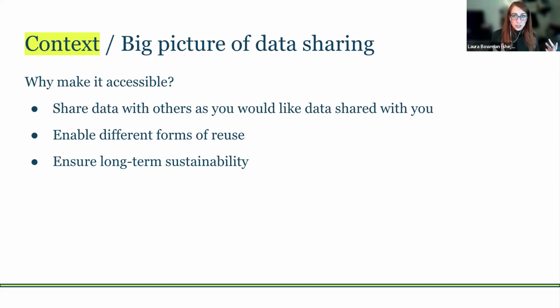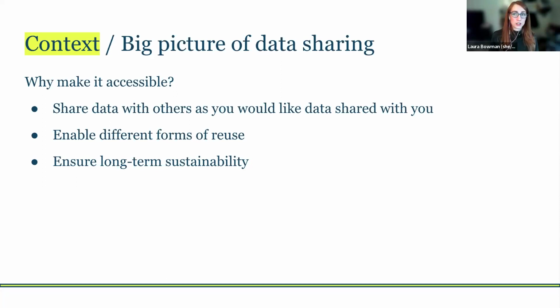So the first thing I want to point out is the golden rule. Share data with others as you would like data shared with you. It's a good thing to take a step back and think of this. As I said, you've probably grabbed someone else's data at some point in your career, and maybe there were some issues with it.